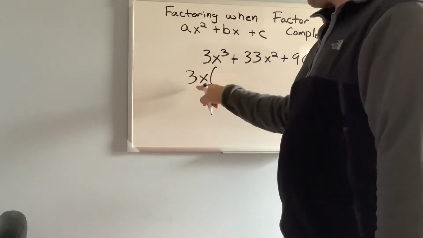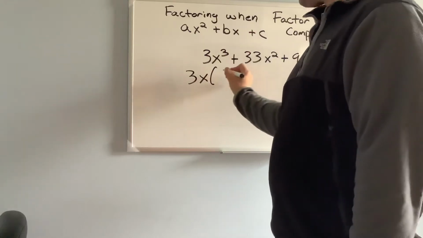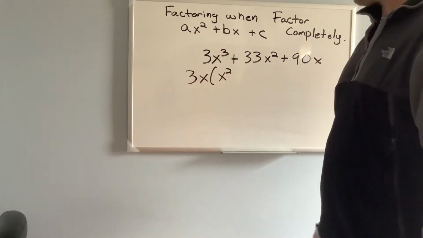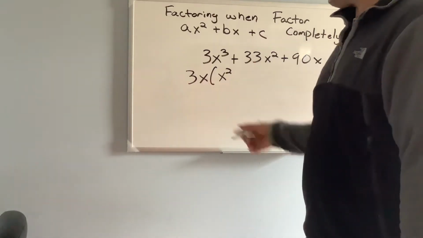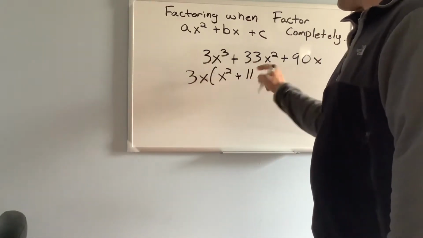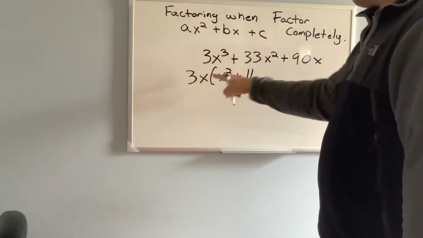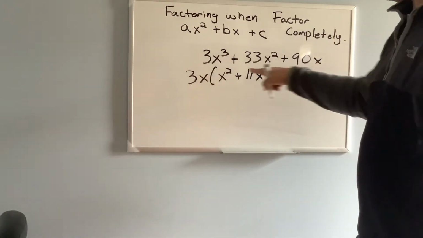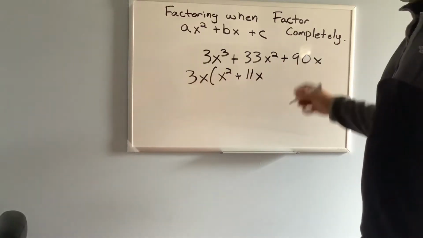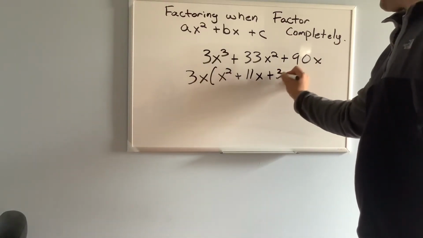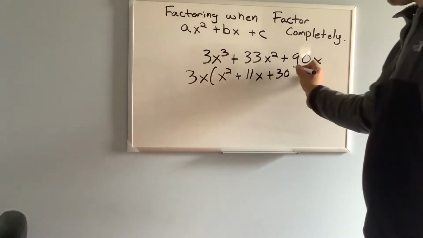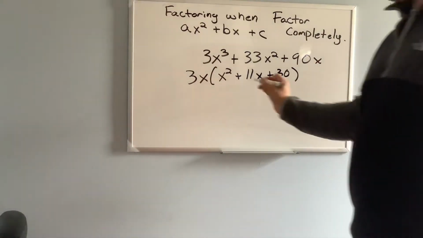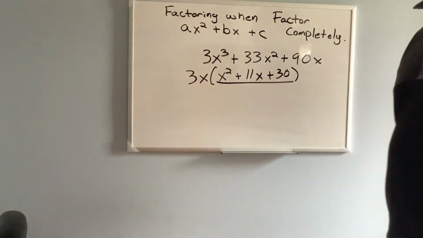So if I take 3x out of 3x cubed, I would have x squared. Taking 3x out of 33x squared, 33 divided by 3 is 11, so plus 11x. And if I factor out 1x from x squared, it's x. And then same thing here. If I factor 3 out of 90, it would be plus 30. And if I take the x out, it would just go away. So now again, oftentimes I would think I'm done, but I need to factor here.